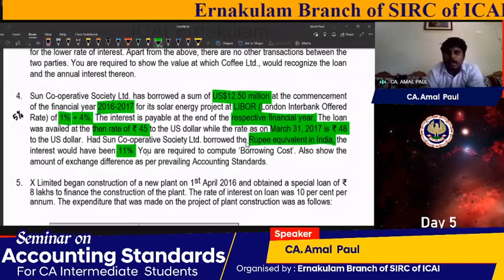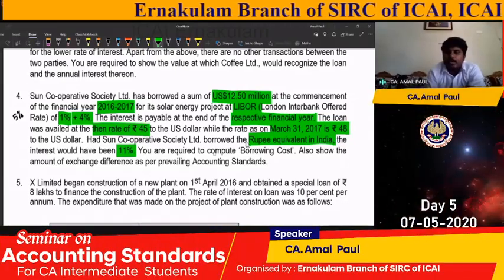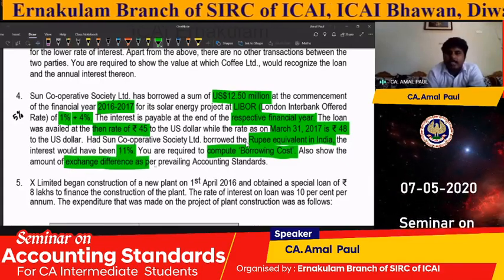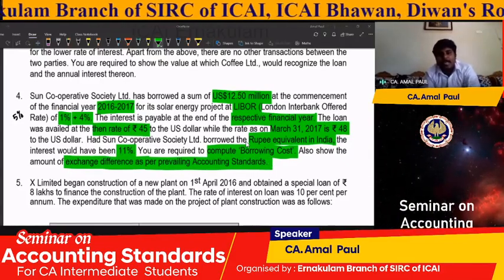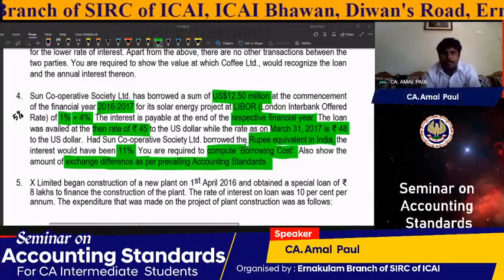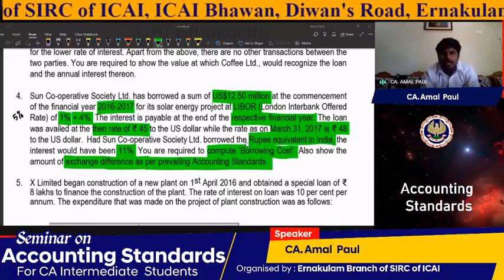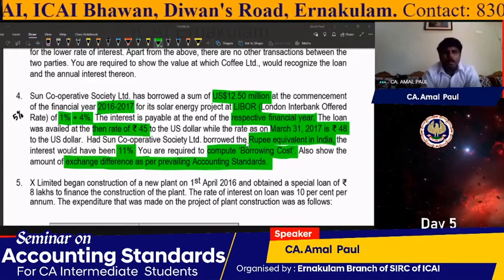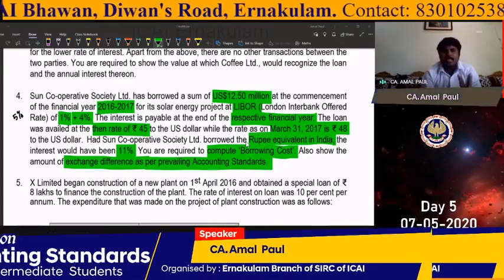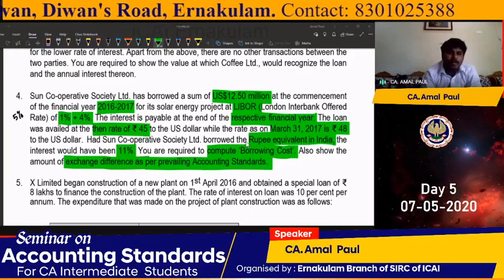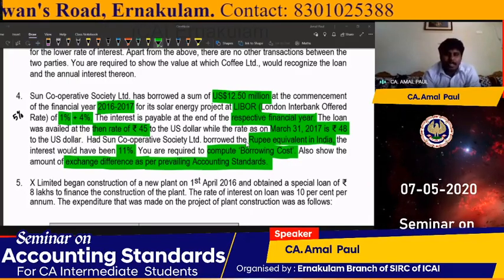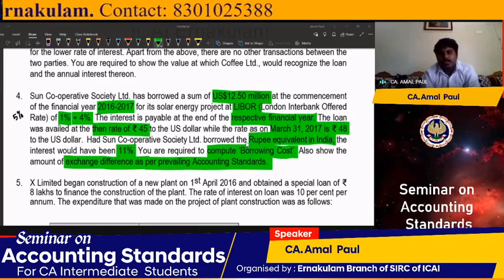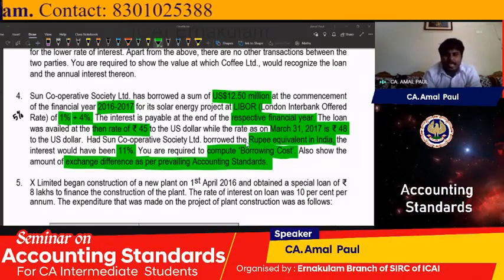We are required to compute the borrowing cost and also show the exchange difference as per the prevailing accounting standard. So we have to compute two items. First, what is the amount of borrowing cost as per the standard? Second, what is the exchange difference we have to consider as per AS 11.